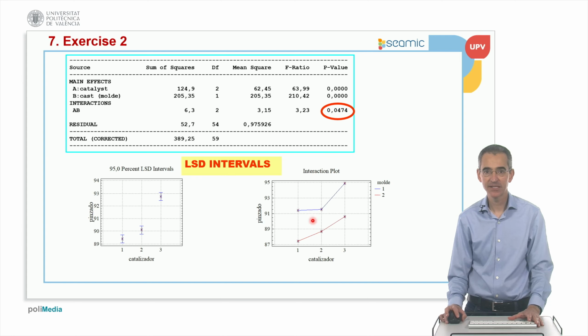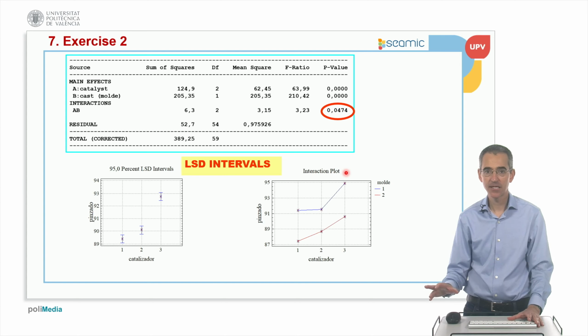And actually we can see this here. In this plot we have the 3 types of catalysts according to the 2 types of cast. And then we can see that the lines are nearly parallel, not exactly parallel, okay, and this is why the p-value is so close to alpha. So we can see that there is not a strong interaction. We can say that there is a slight interaction.